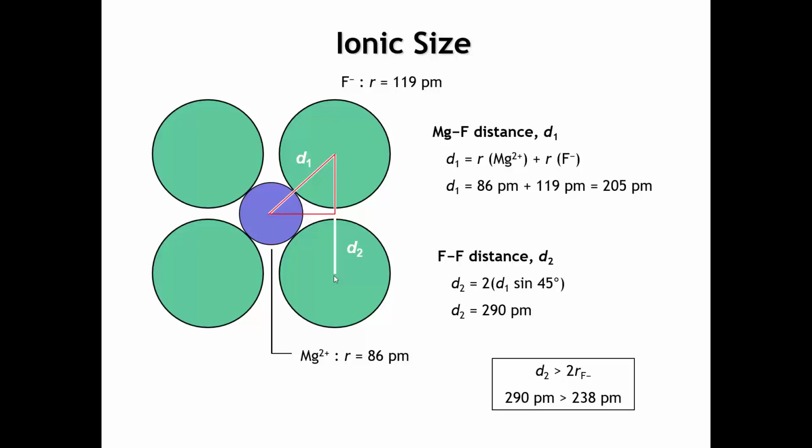Well, 290 picometers is considerably larger than 238. So now we see the anions are not close to touching. We don't have these unfavorable repulsions between the core electrons on the fluoride ions. So that's basically what drives going to smaller coordination number as the size of the cation gets smaller, or as the size of the anion gets larger.